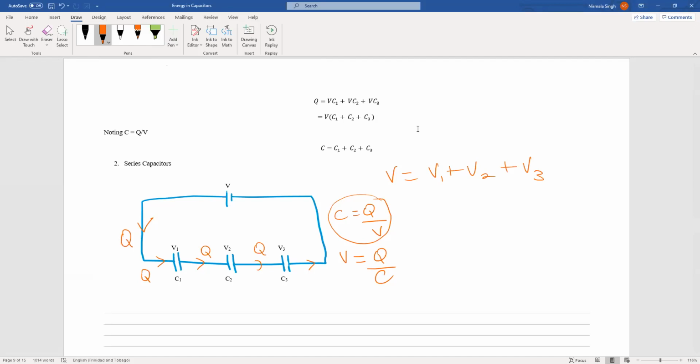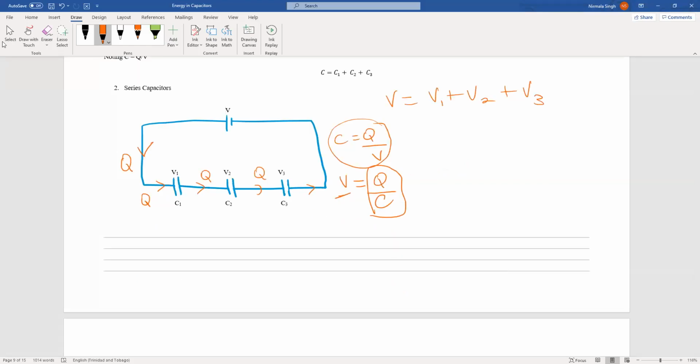All right, Q over C. Good. So what you're going to do, you're going to replace V with Q over C for each one of these. So instead of writing V, you're going to do Q over C for each one and tell me what you all get for the formula. Tell me what is the formula to work out your total capacitance for capacitors in series. Pausing the video right now while we do that. It should take us no more than 3 or 4 minutes to do that.